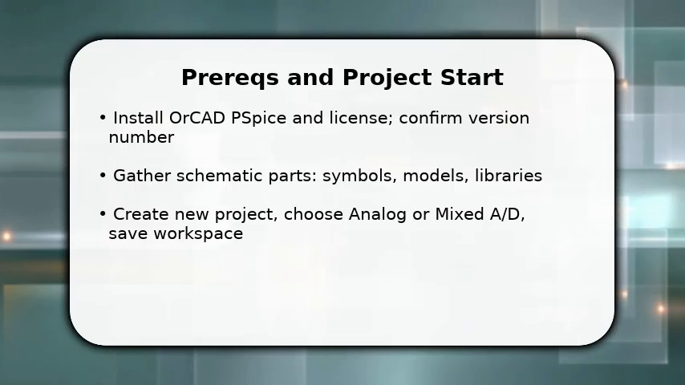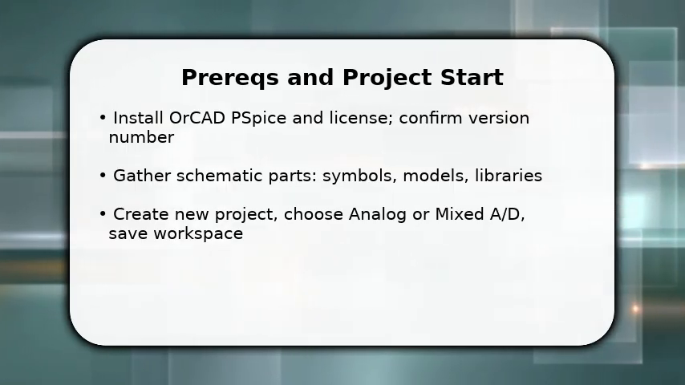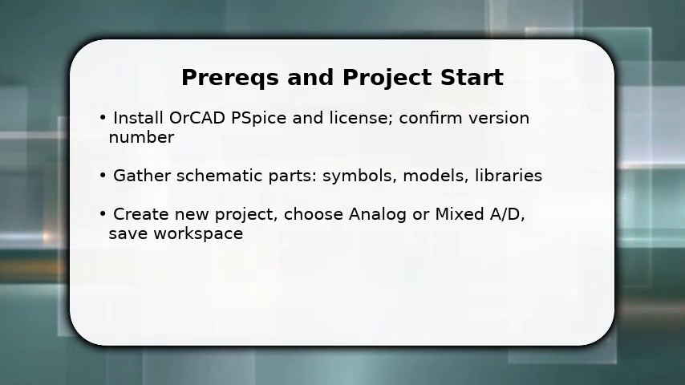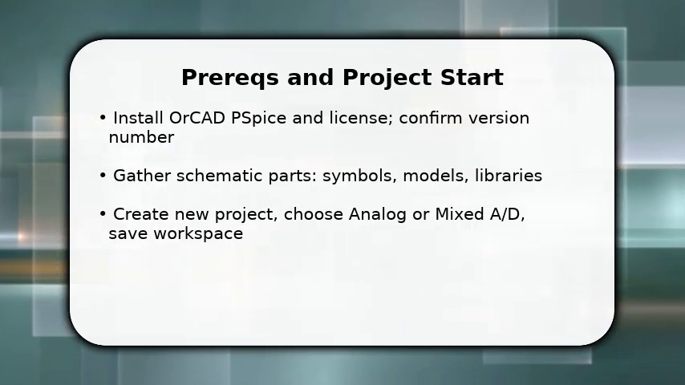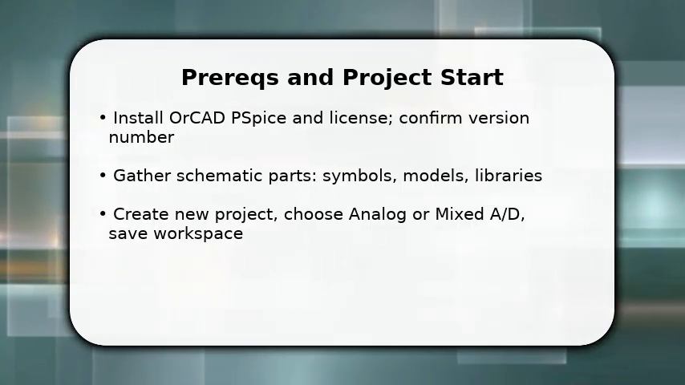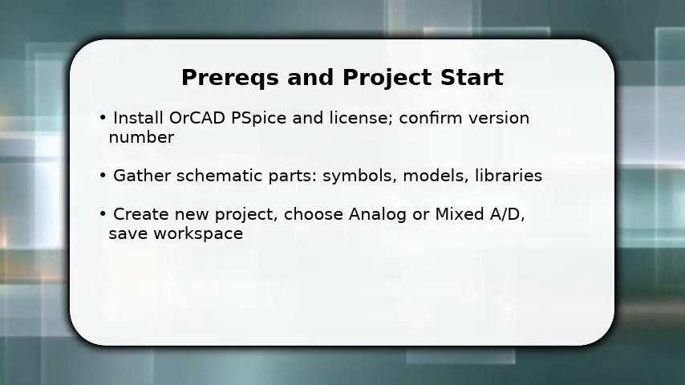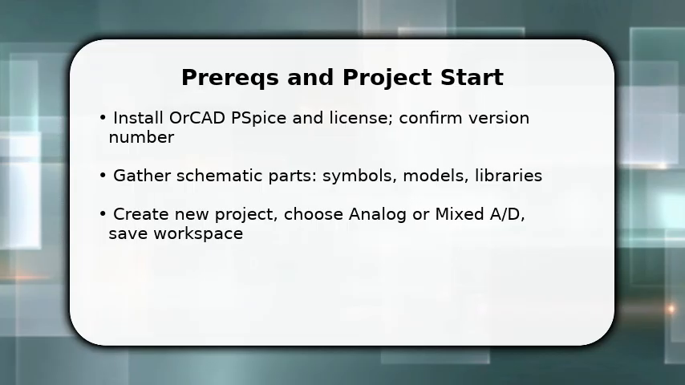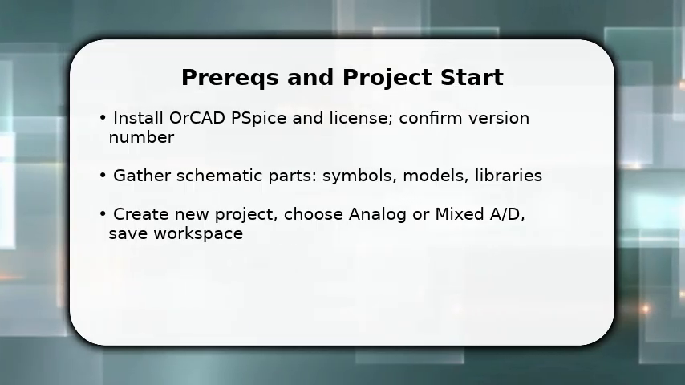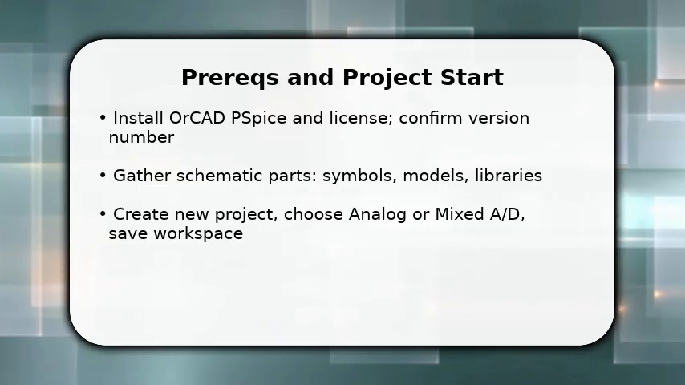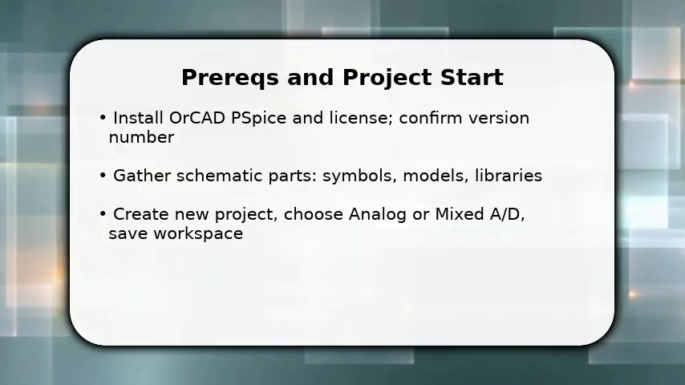Enjoy the video. You already have OrCAD PSpice installed and the parts you need. Now start a new project. Create a schematic project and pick analog or mixed A/D so simulation options are available. Once created, save the project with a clear name and folder. Then import or attach required libraries and models. Make sure component models are compatible with the PSpice engine.